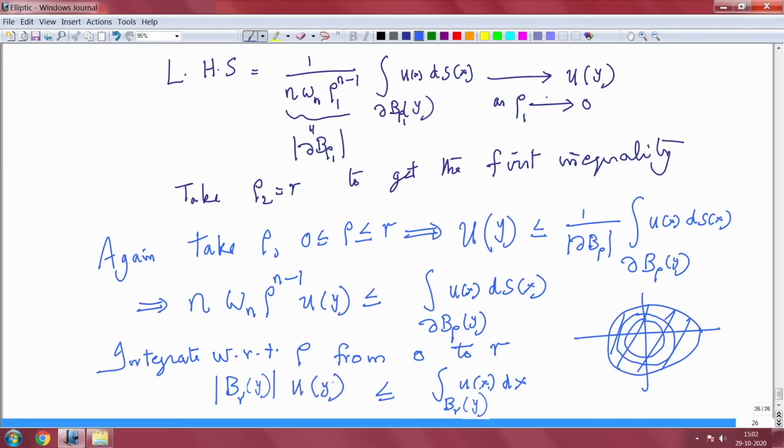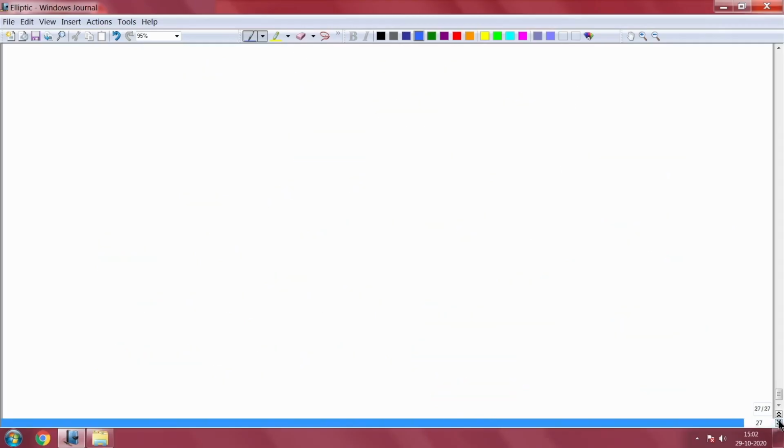So if you divide by the modulus of B r on the right side, you get your volume inequality. So that is the proof of it. And second thing, if u is superharmonic, that implies minus u is subharmonic.